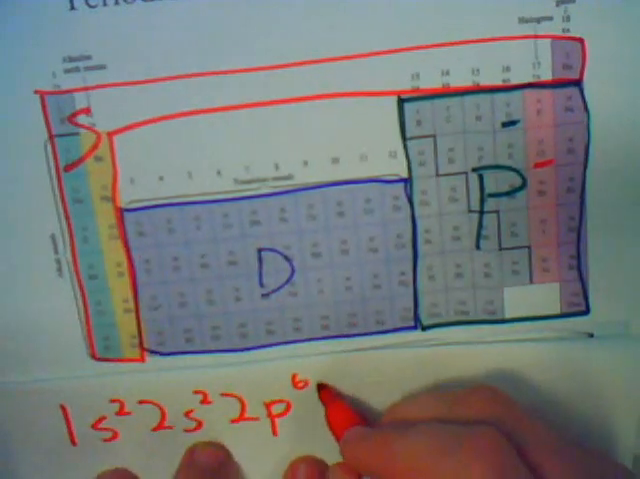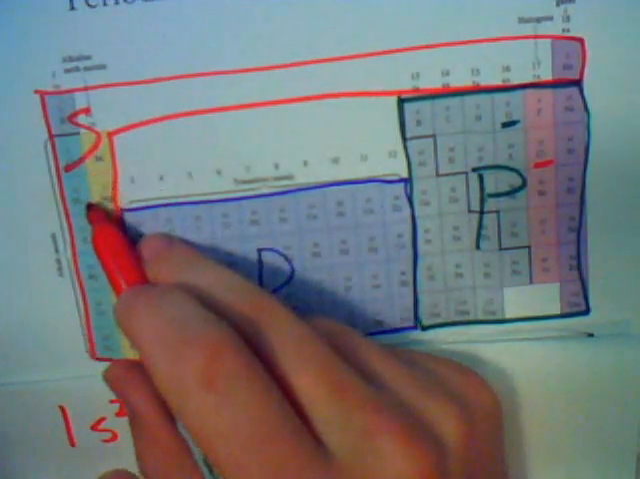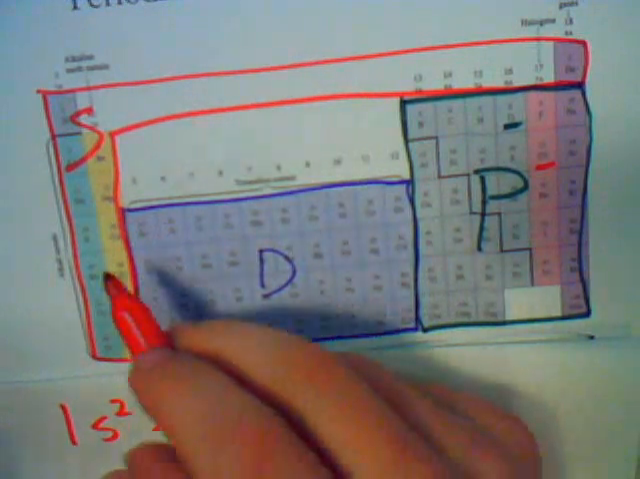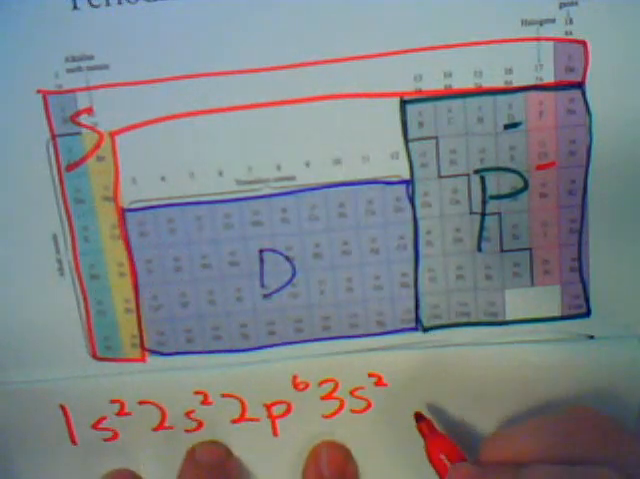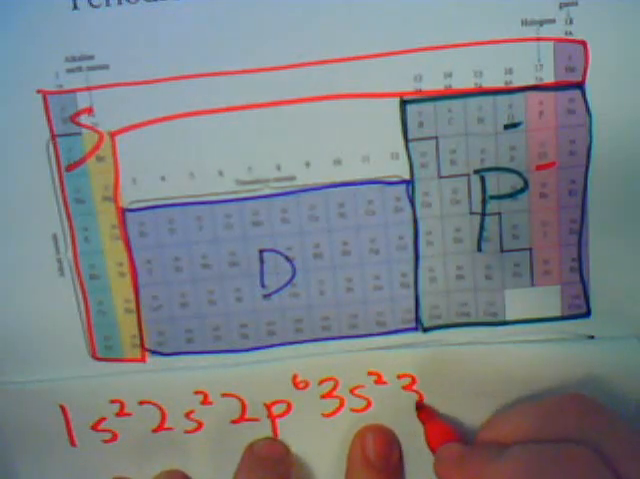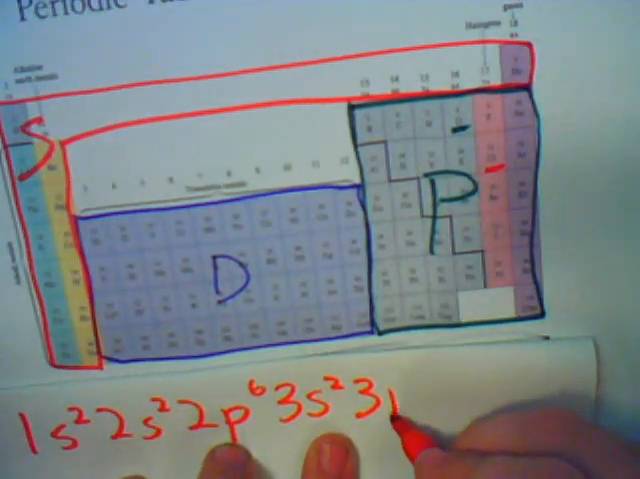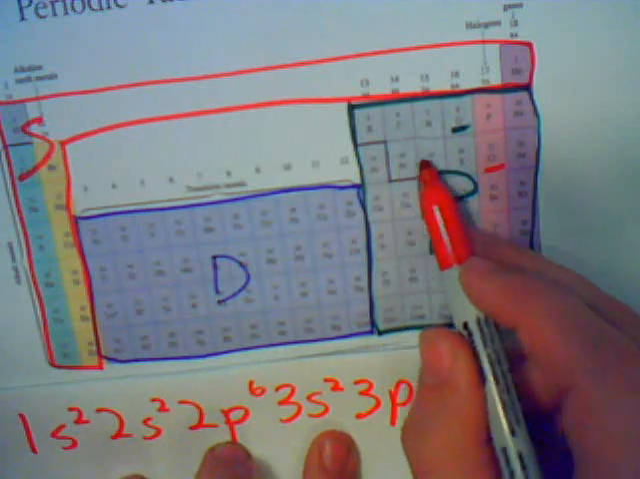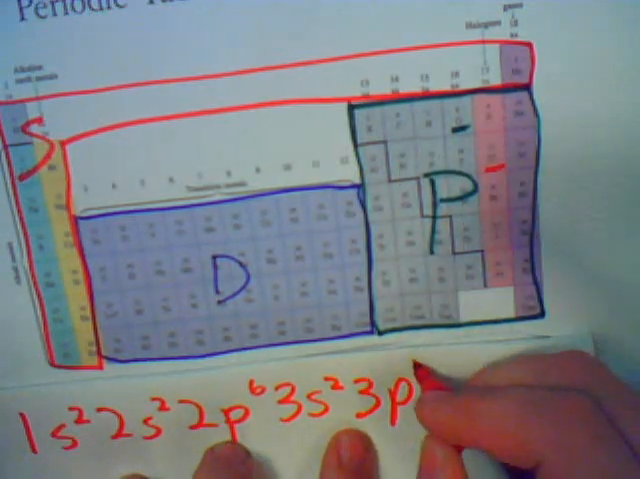Third row, you start with a 3. We're in the S block, so you write an S, and there's 2 electrons, so 2. And again, we jump over here. Now we're in third row, P block. 1, 2, 3, 4, 5 electrons.